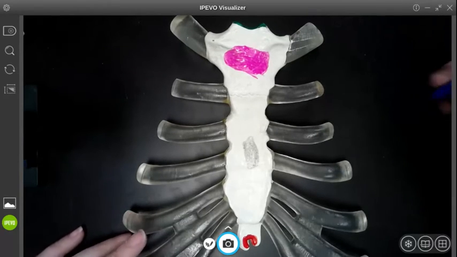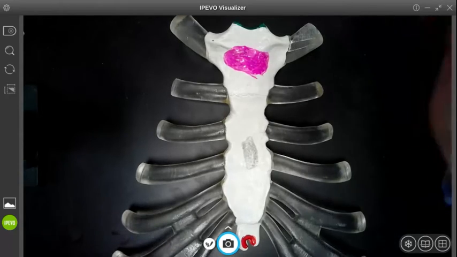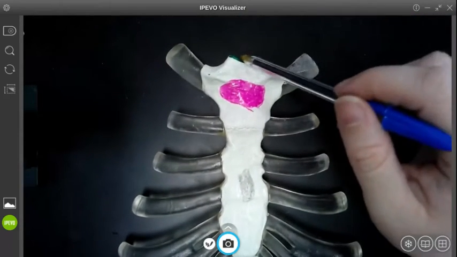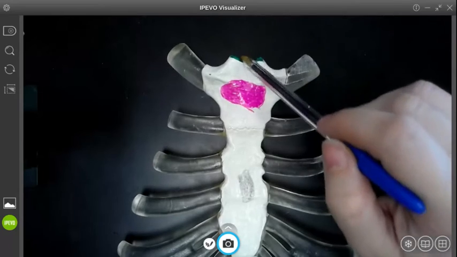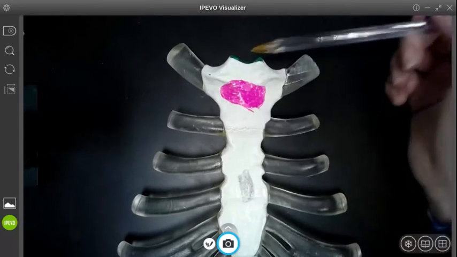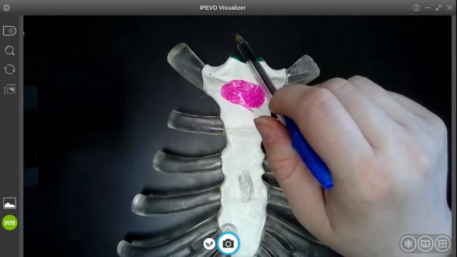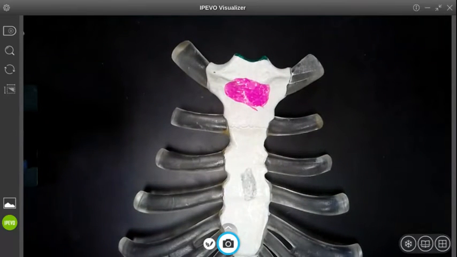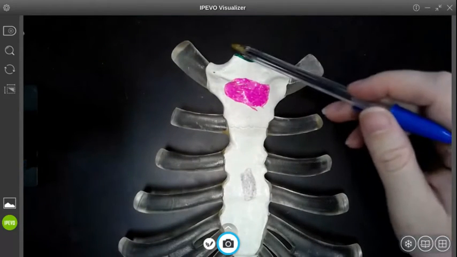There are a couple structures on here that we need to learn. One, there's this notch up here. This is called the jugular notch. This is actually where the jugular vein is going to run through. And then it also goes through the jugular foramen in the skull, jugular notch.